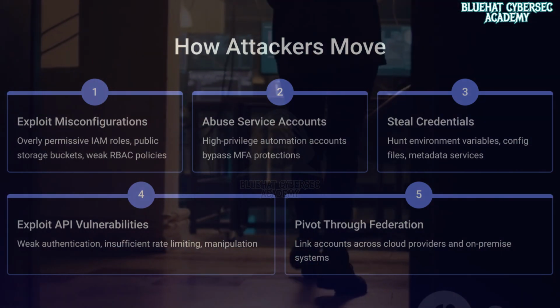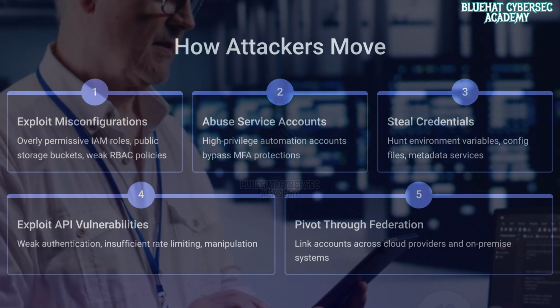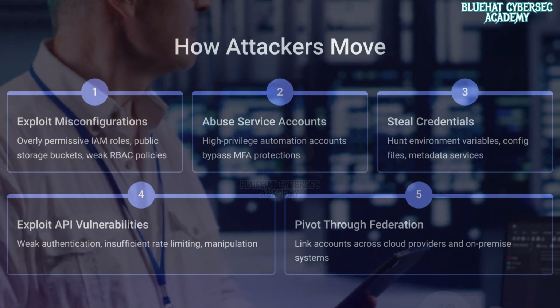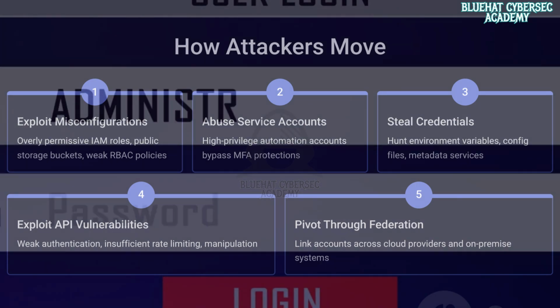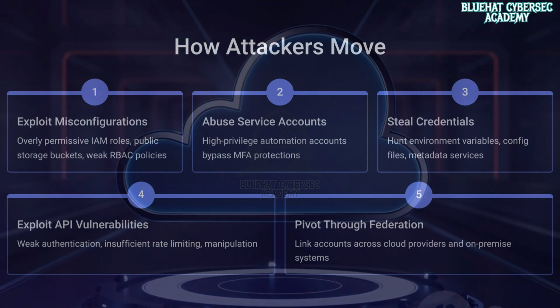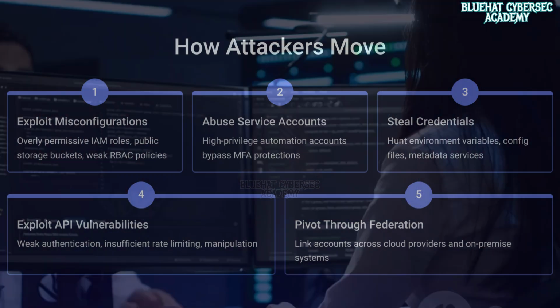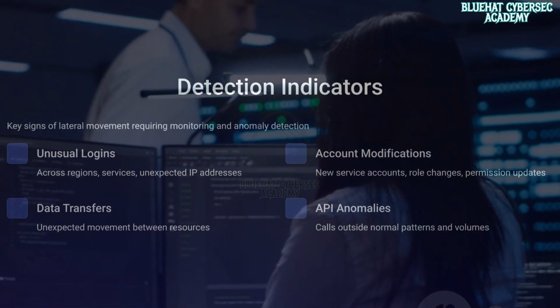Pivoting through identity federation is another tactic. Many organizations integrate multiple cloud providers or connect on-premise systems with the cloud. Identity federation links accounts across these systems, so if attackers gain access to one environment, they can pivot through federated identities to compromise another.